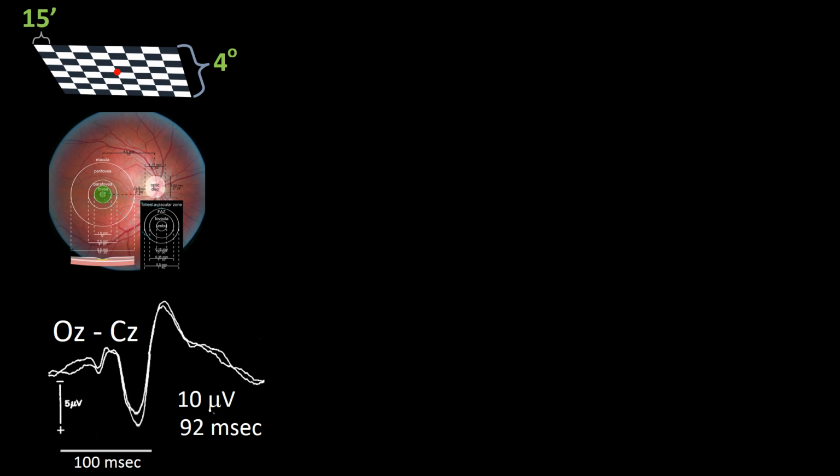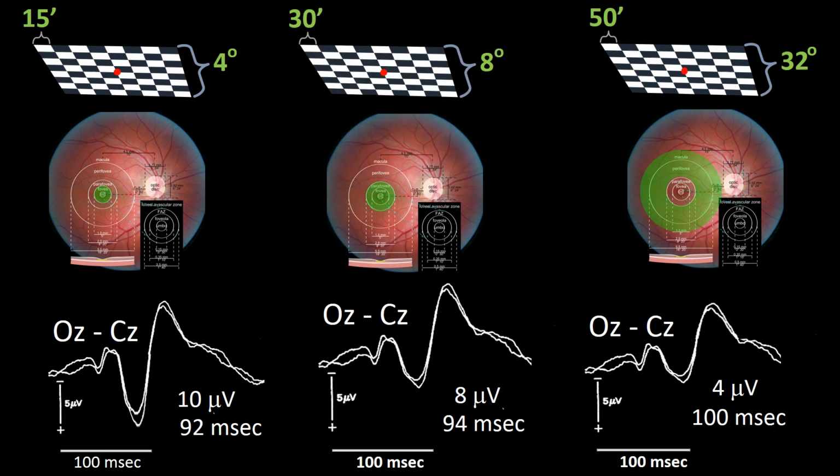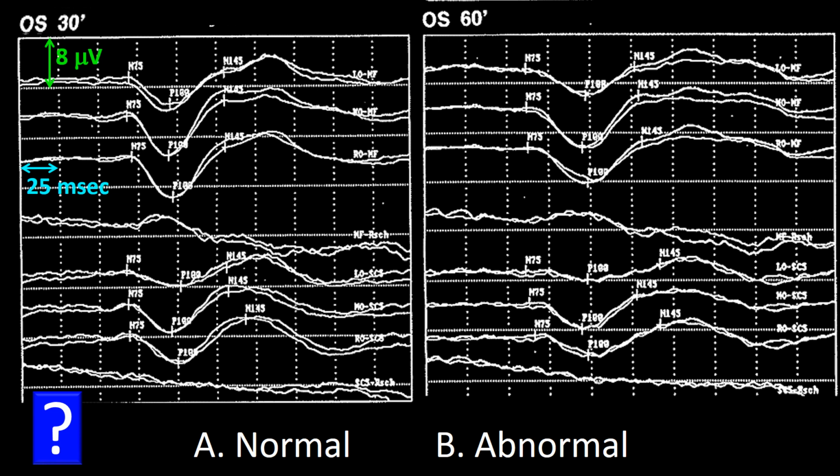So remember, small checks and a small board stimulate the fovea, and in a person with normal vision, that is with normal visual acuity, generally produce the earliest and biggest P100. Large checks and large boards in a person with 20/20 vision stimulate preferentially the perifovea and neighboring retina, thus generally producing the most delayed and the smallest P100. Middle checks and board generally produce P100 latency and amplitude that are in the middle range. So the answer to this question is A, normal.